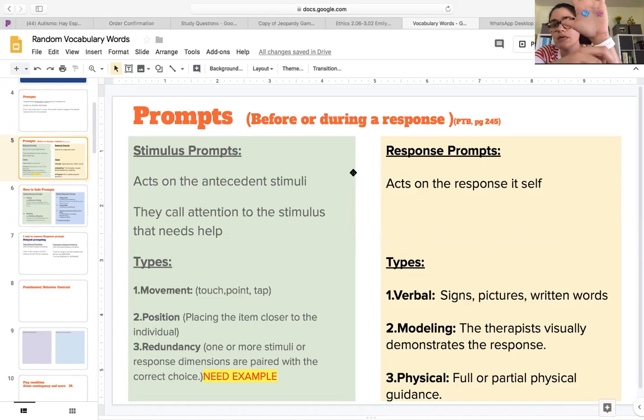This one is redundancy. Let me read you the definition for redundancy. It's when one or more stimuli or response dimensions are paired with the correct choice. We know that. Anyways, the next one I'm gonna do is this one.